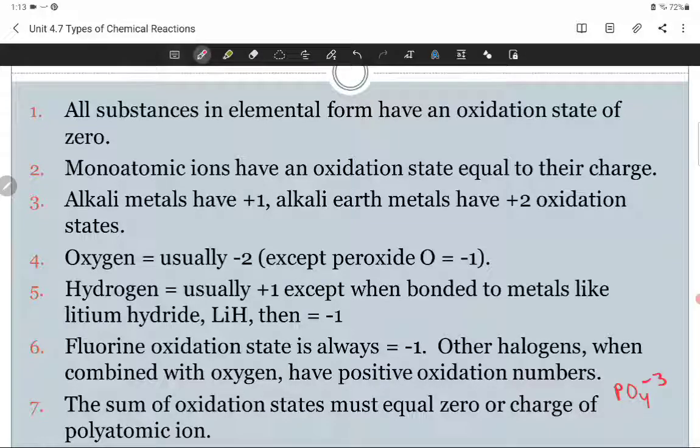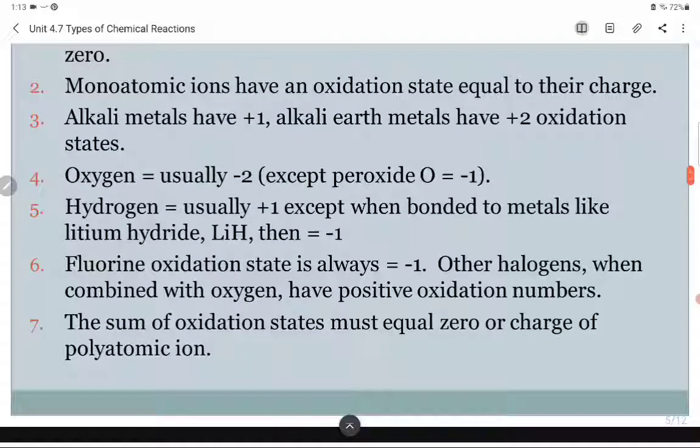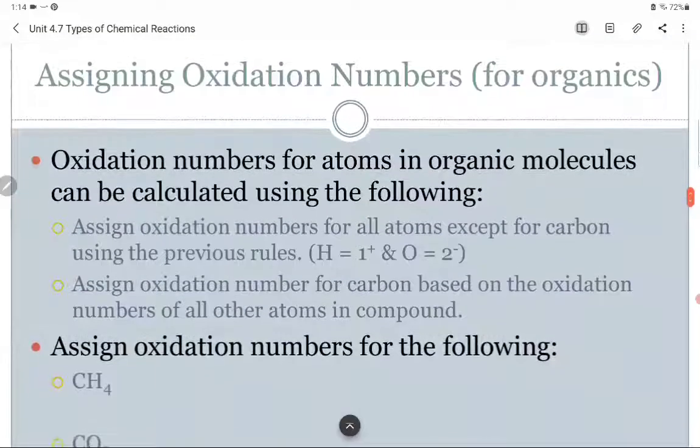If it was sodium sulfate, when you add up the 2 sodium oxidation states, the sulfur, and the 4 oxygen oxidation states, that better equal 0, because that's a neutral substance. These rules are probably not going to be very significant to you until we start using them. So I think we're almost ready to start using them.